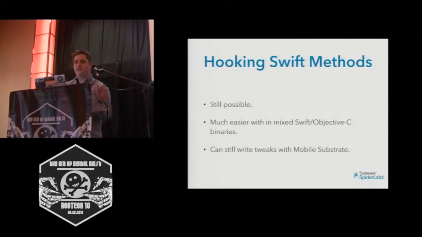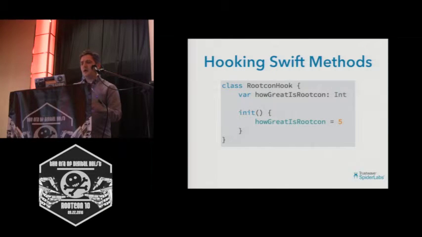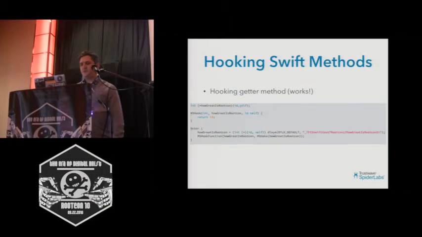It's much easier in a mixed Swift Objective-C binary, so you can still write tweaks in MobileSubstrate, basically. Here you've got this really basic class, which just has a property, howGreatIsROOTCON, and an initializer which sets it to 5, which is wrong because it should be a lot better, because ROOTCON is awesome. So let's try and hook that to make it 10, right?